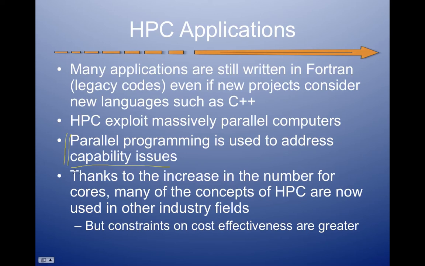And if you look at other fields, not HPC, but mobiles and workstations, because the number of cores has been increasing, they are facing the same kind of problems that HPC has been facing. So we see more and more commonalities between HPC and other industry fields, such as mobile. For instance, if you want to do some image processing in real time on a phone, you will use parallel programming in a similar way as in HPC.